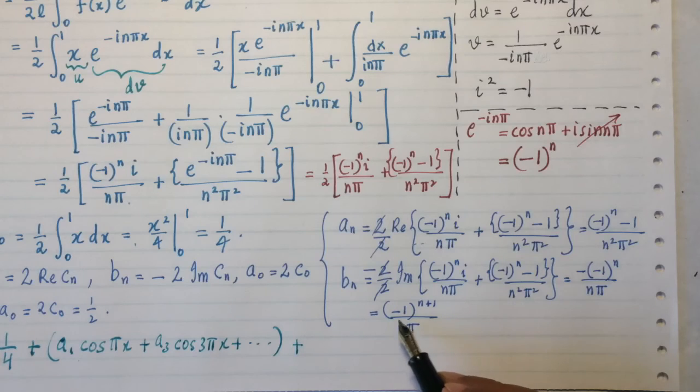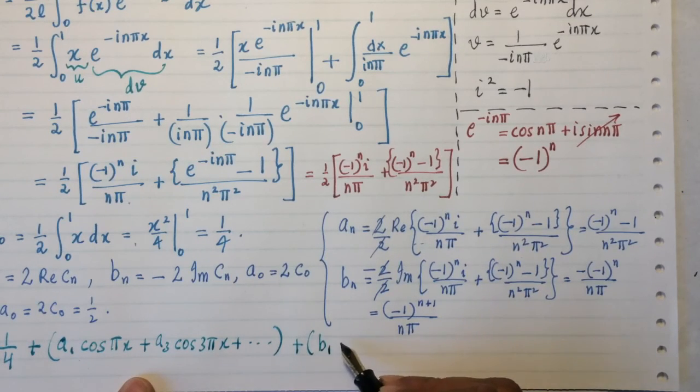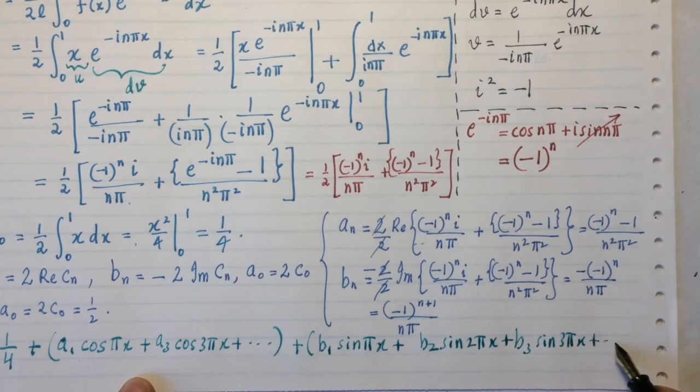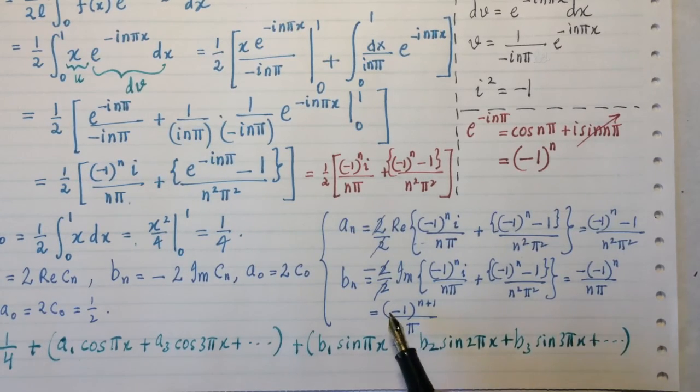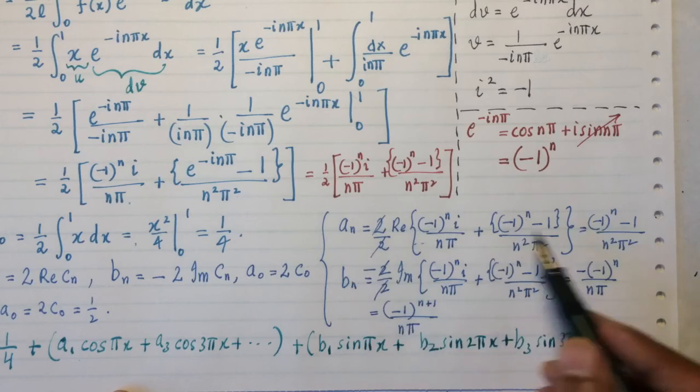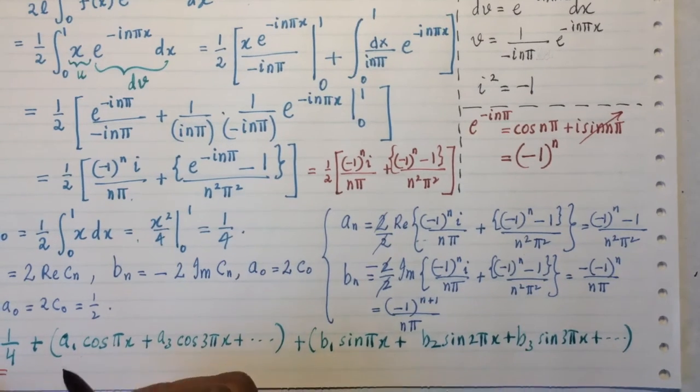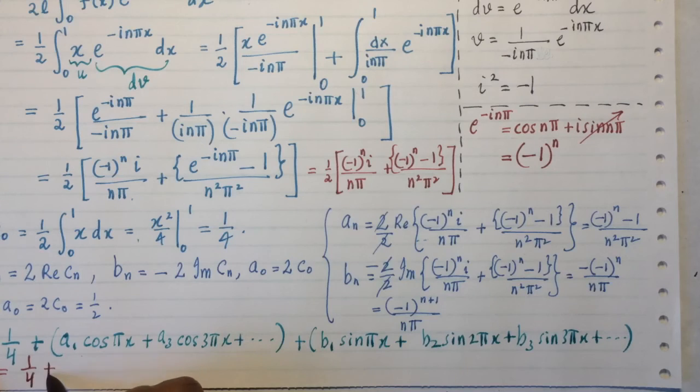Sine, not so lucky. For the sine terms, all the n's will survive. So I'll just write b1 sine pi x plus b2 sine 2 pi x plus b3 sine 3 pi x and so on, where An's are got by the formula and Bn's are got by this formula. So let's just spend half a minute more to write the final line. How would this be written with the An's and Bn's put in?